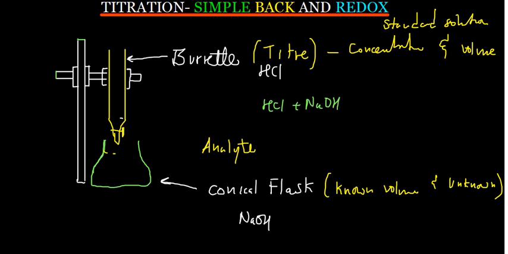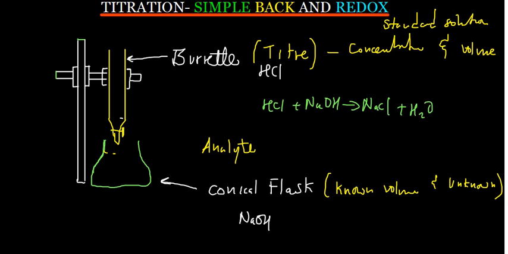This is an acid-base reaction, which is also referred to as a simple titration or a direct titration. A back titration is also referred to as an indirect titration. So we're going to form sodium chloride and water here.